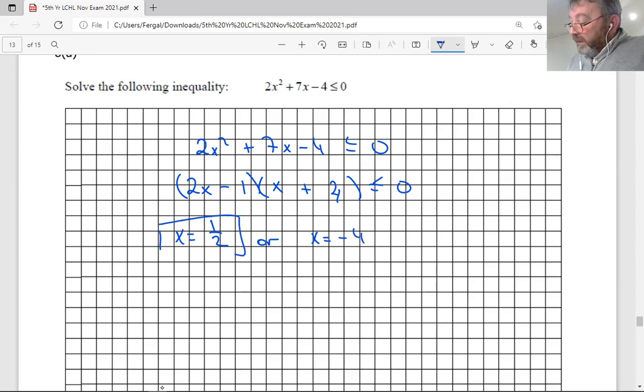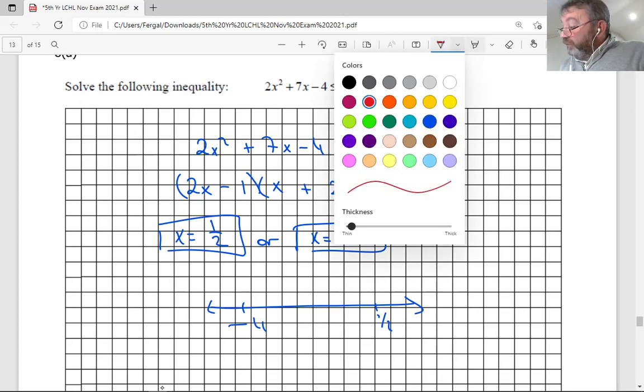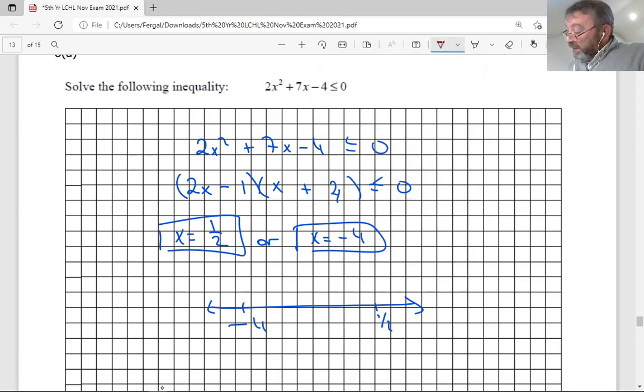Now, because it's an inequality, they are not the answers. They're the numbers that you place on the number line. Minus 4 and a half. And because 0 is available to me, I'm going to mark 0 in because it's available for testing. 0 is going to be here somewhere. So 0 is available to test.